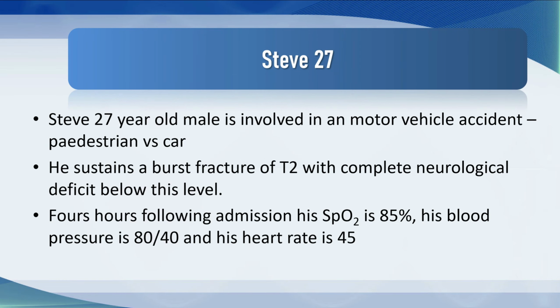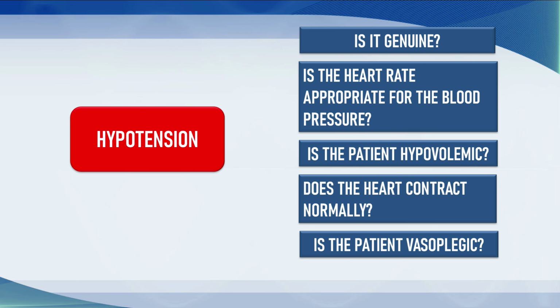Steve is 27 years old and he's involved in a motor vehicle accident, pedestrian versus car. He sustains a burst fracture of T2 with complete neurological deficit below this level. 4 hours following admission, his saturation is 85%, his blood pressure is 80/40, and his heart rate is 45. So we're pretty sure that this is genuine hypotension. The heart rate is inappropriate for the blood pressure, although these two things may be tied.